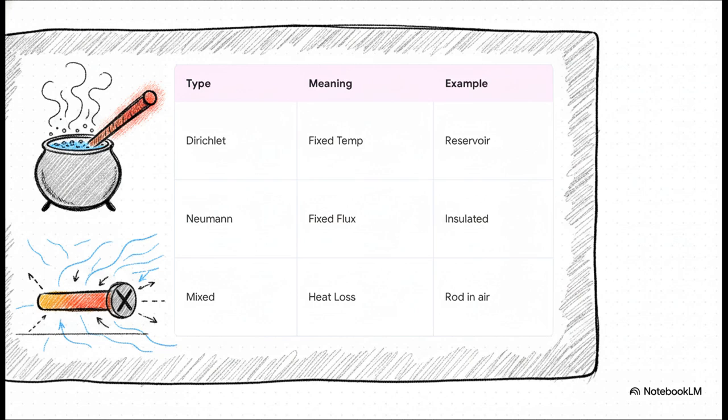This is when you have heat loss to the surrounding environment. Picture a warm rod just sitting in a cool room, naturally losing heat to the air. You just tell the software which of these three applies to your edges, and you're good to go.